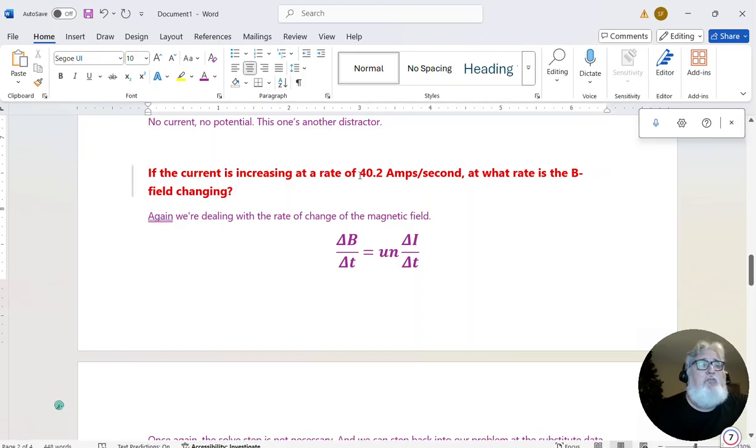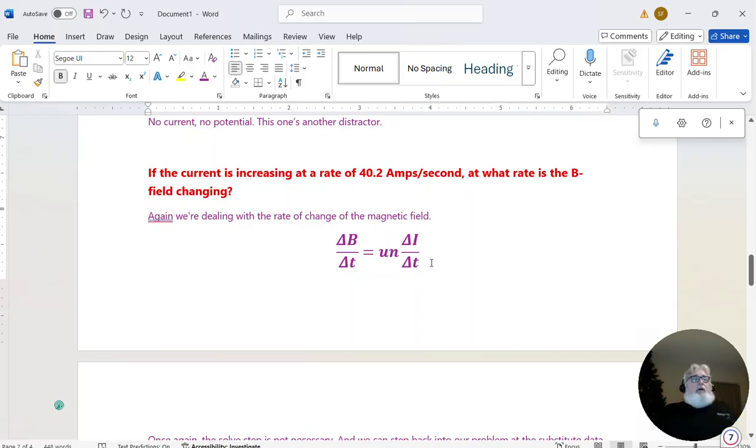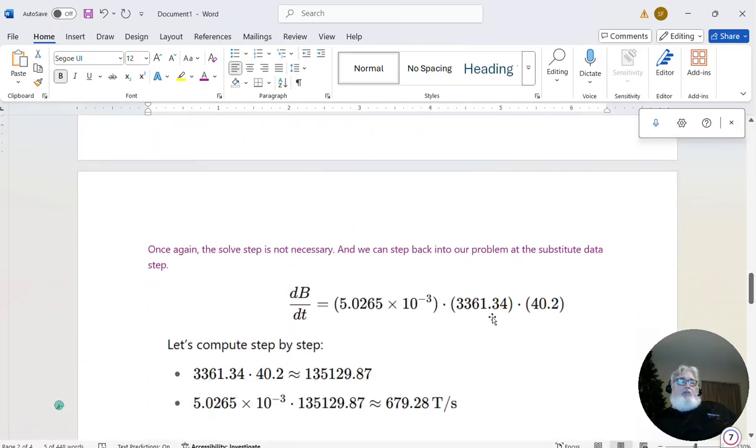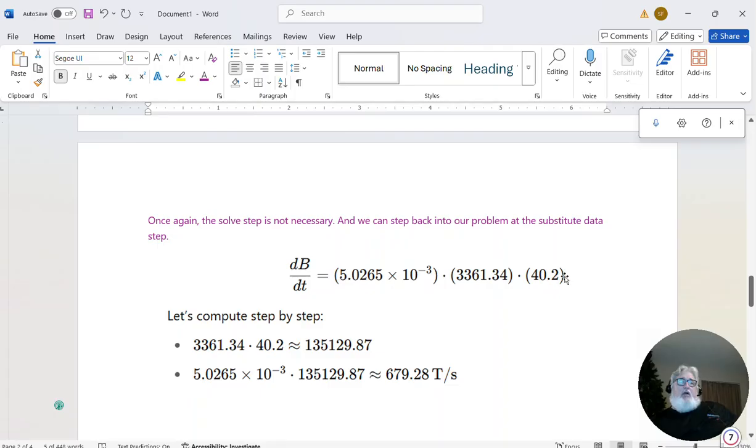If the current is increasing at a rate of 4.2 amps per second, what is the rate of the B field changing? Well, basically what we're going to do is go back and use the first equation we did. The magnetic field is equal to our magnetic permeability times our turn density times the current, and we're going to put a rate of change in there. So the B becomes delta B over delta T, I becomes delta I over delta T. They give you the rate of change of the current. So let's go ahead and put those in. Here's this 4.2 amps per second.